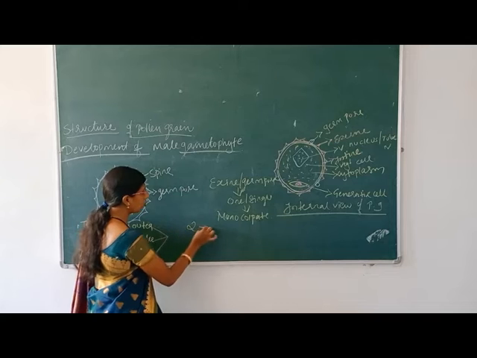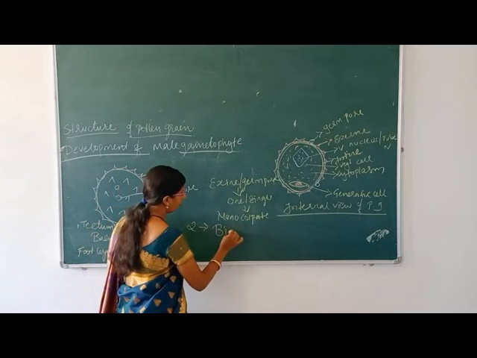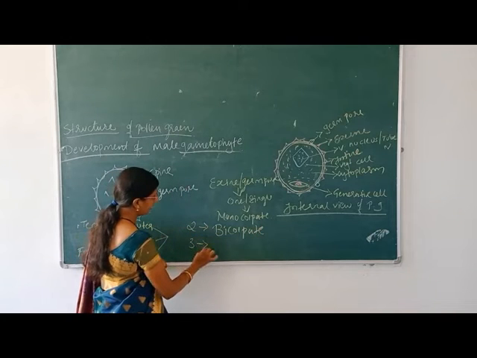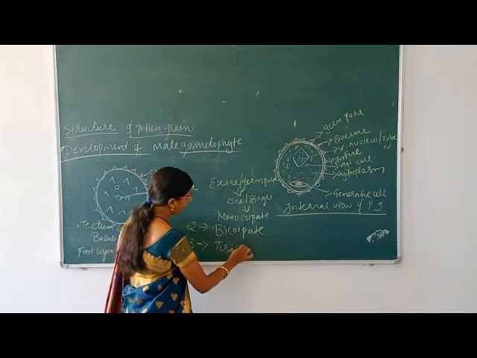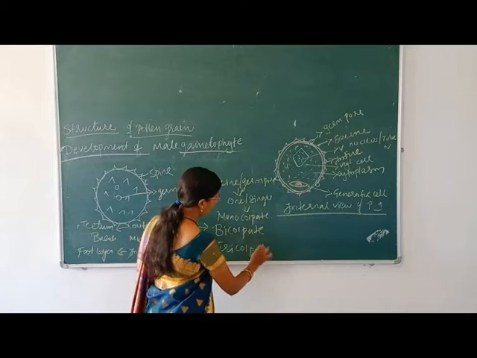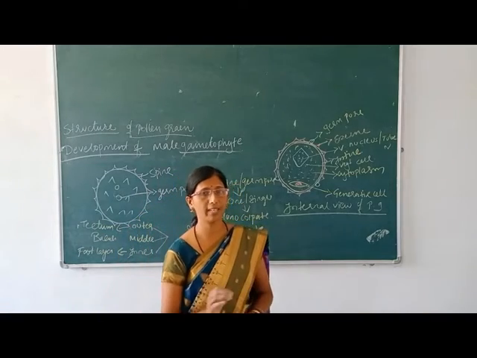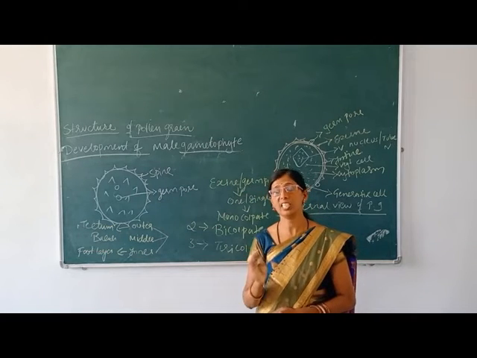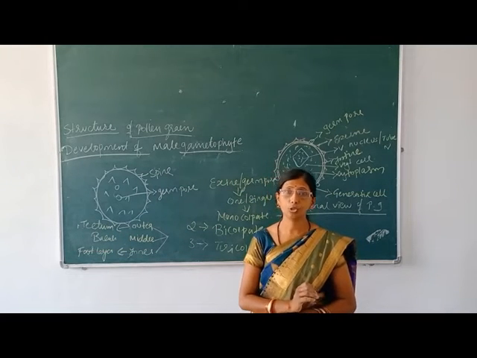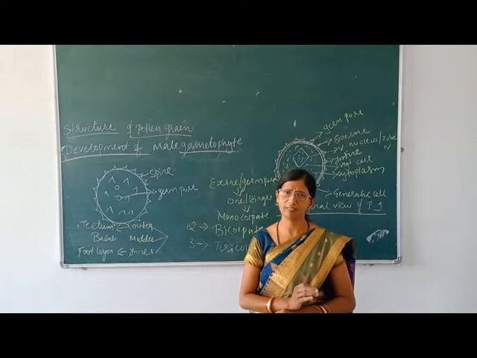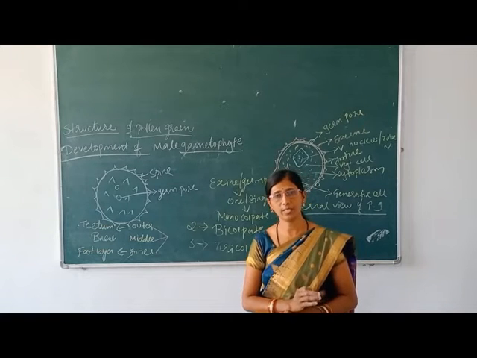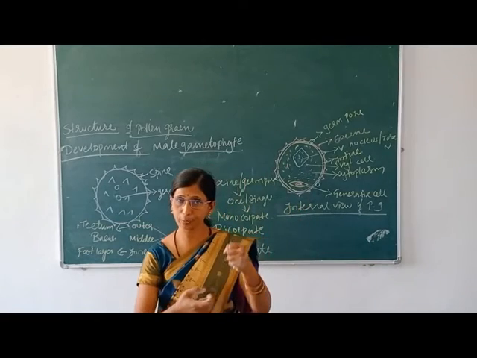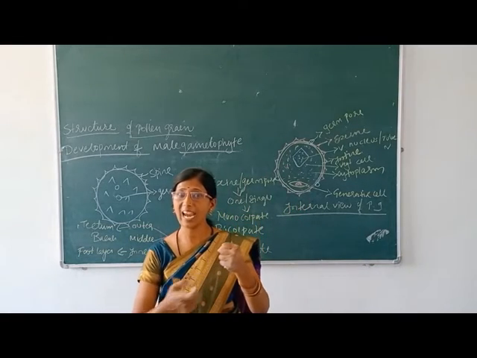If it is 2, then it is bicolpate. If it is 3, then it is called tricolpate. So in the pollen grains, the germ pore also varies. It may be 1, 2 or 3. The 1 germ pore is present in the monocot plants, and 2 or 3, especially 3, germ pores are present in the dicot plants. From this germ pore, the pollen tube is released or emerges out.